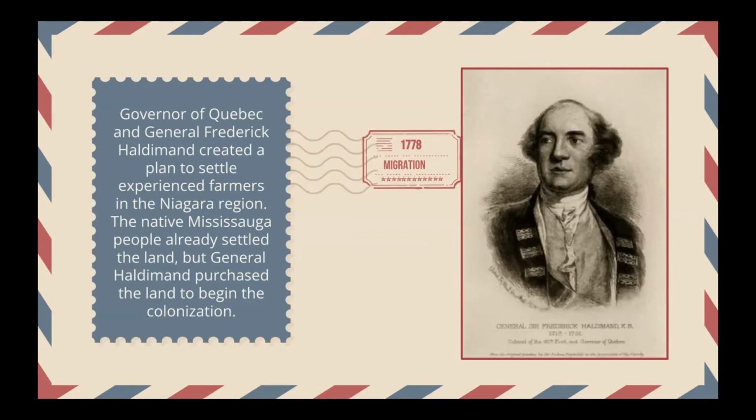So again, Frederick Haldeman created a plan to settle experienced farmers in the region, but the problem was that the native Mississauga people already settled the land. So their solution to that was that General Haldeman just purchased the land from the natives, and that's where he began to colonize it. And this is around the year 1778, by the way.